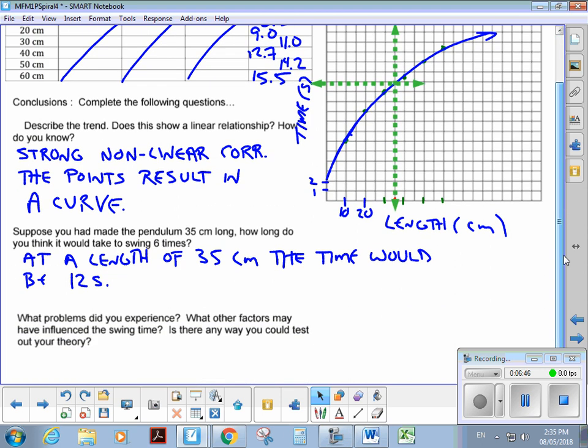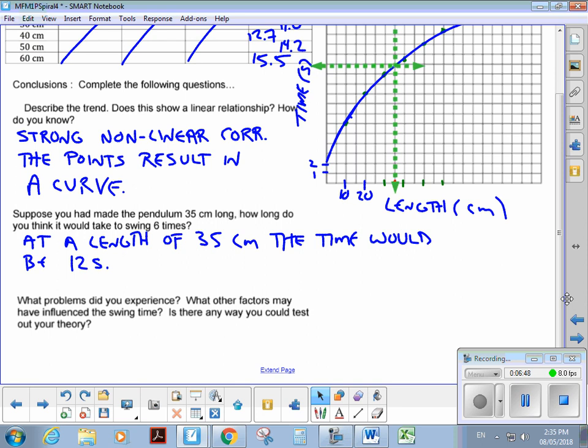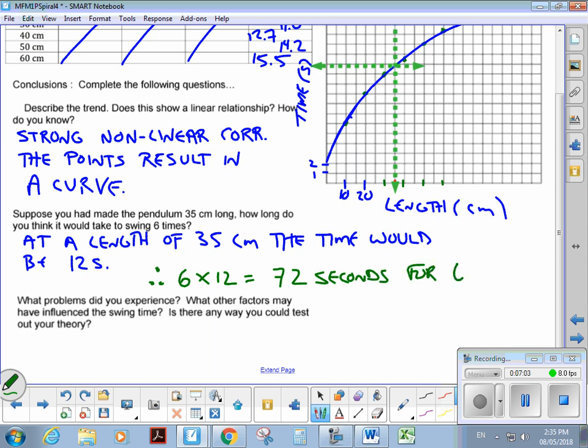So if you're going to do it 6 times, then 6 times 12 equals 72 seconds for 6 swings. So that's going out and then coming back in. All right. What problems did you experience? What other factors may have influenced the swing time? Is there any way you could test out your theory?